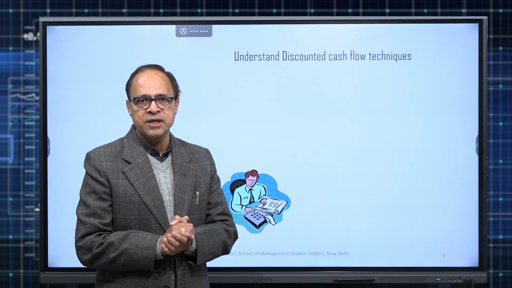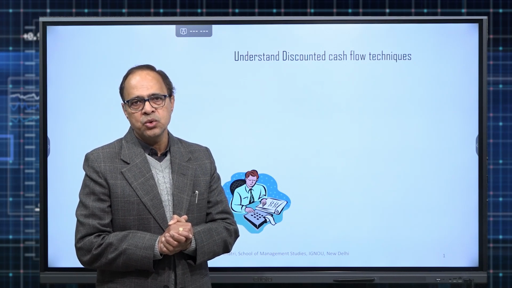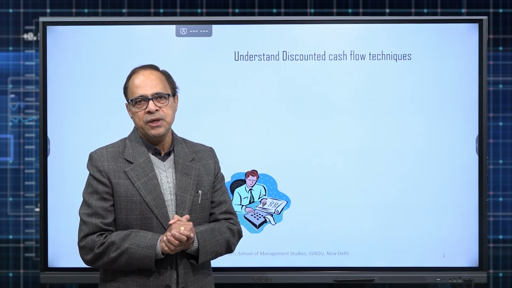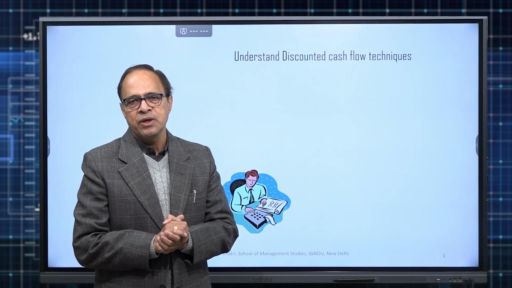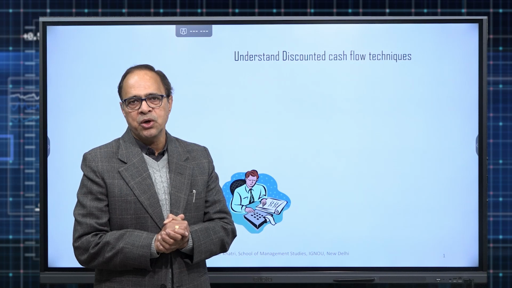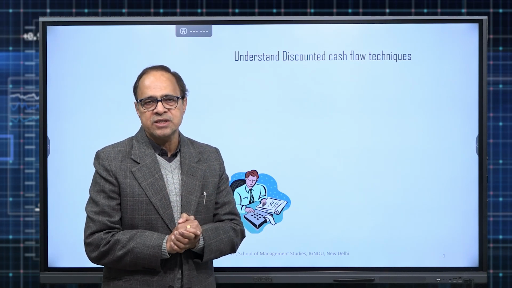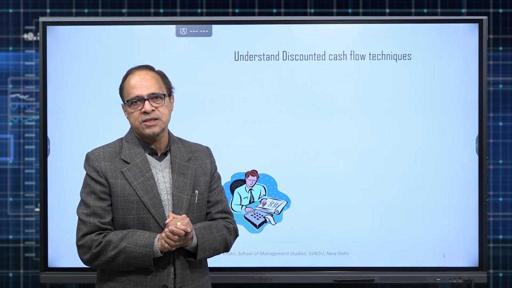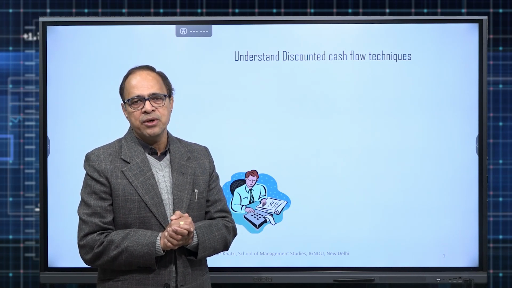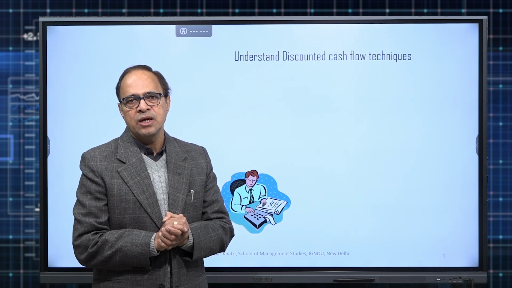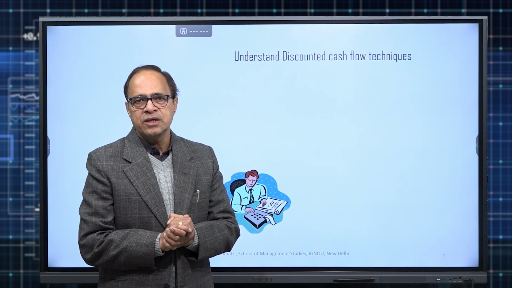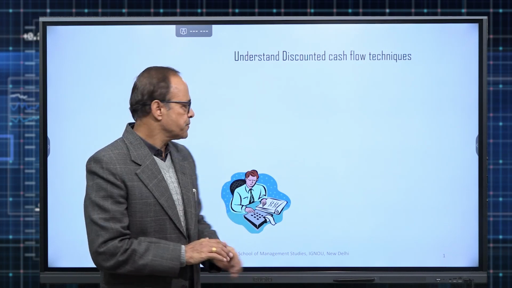The reason is inflation, number one, risk, number two, and always remember, an investor who is investing his money, a company who is investing its money in a project requires some return, some compensation for waiting also, because whatever money is being invested today, it can be used elsewhere also. So always remember, anyone who is making an investment will require a certain rate of return. So let us proceed to understand discounted cash flow techniques.